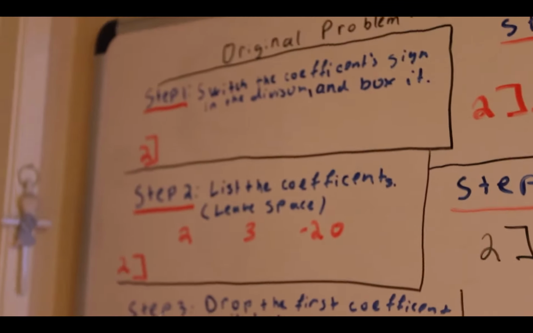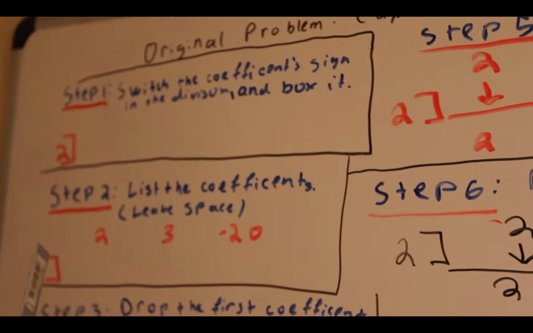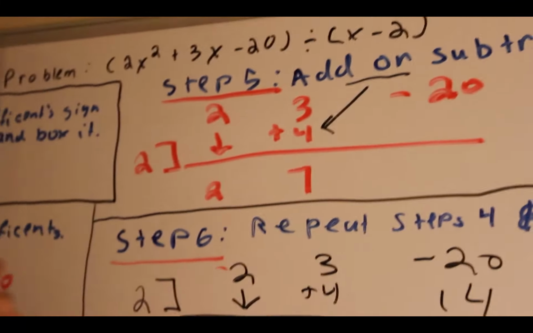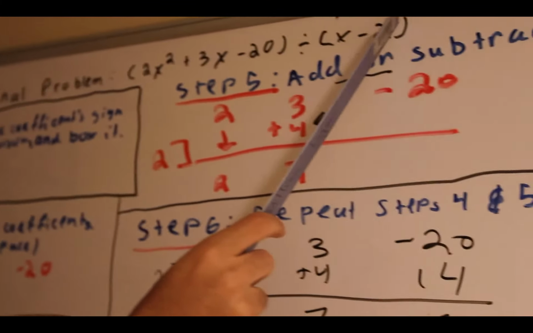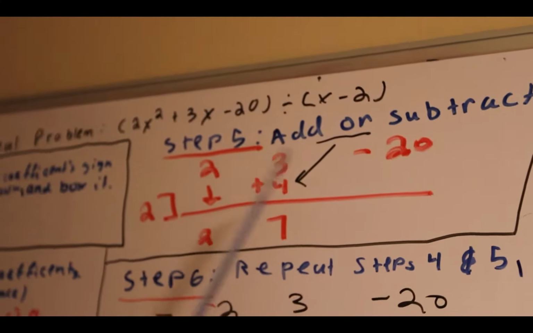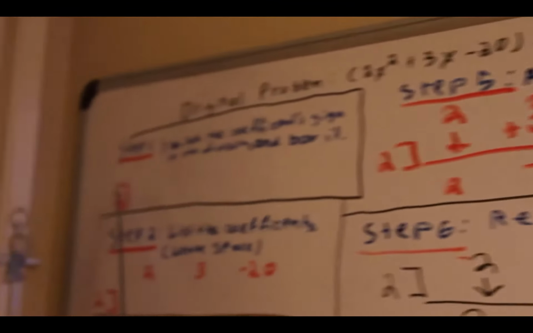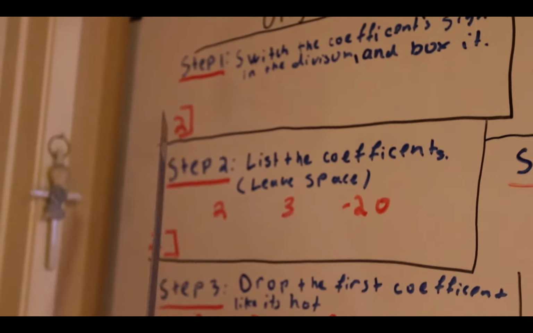Here are the steps. Step 1: you switch the coefficient's sign in the divisor and box it. So here's the original problem. We basically take this number, -2, which is the divisor, and you switch the sign. So since it's negative, we would make it 2, and we'd box it.